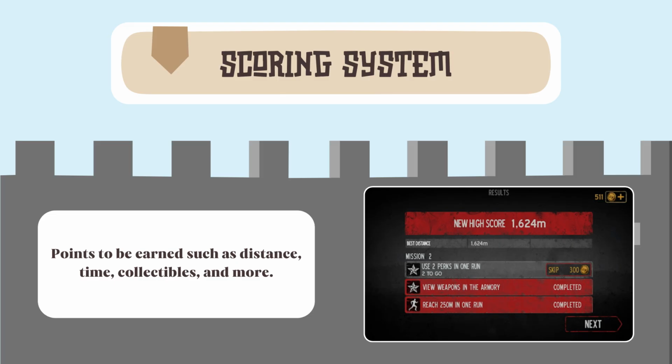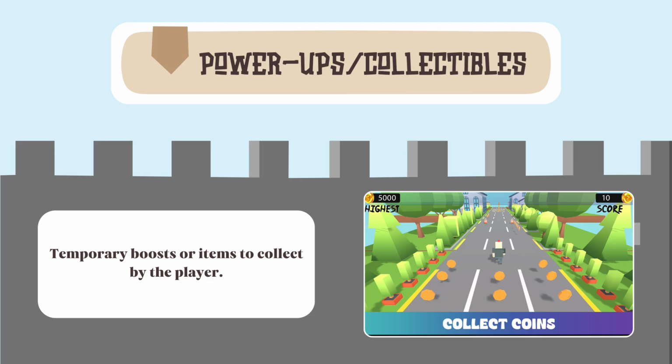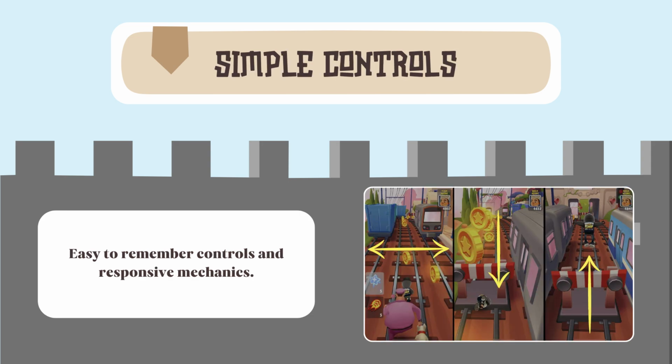Scoring system. Points can be earned through distance traveled, time survived, or items collected, which gives players an incentive to keep going. Difficulty scaling. The game progressively becomes more challenging by increasing the speed or introducing more complex obstacles. Power-ups and collectibles. Temporary boosts like speed increase, shields, or item magnets that enhance the gameplay experience. Lastly, simple controls. The controls need to be easy and responsive, allowing players to react quickly to obstacles.